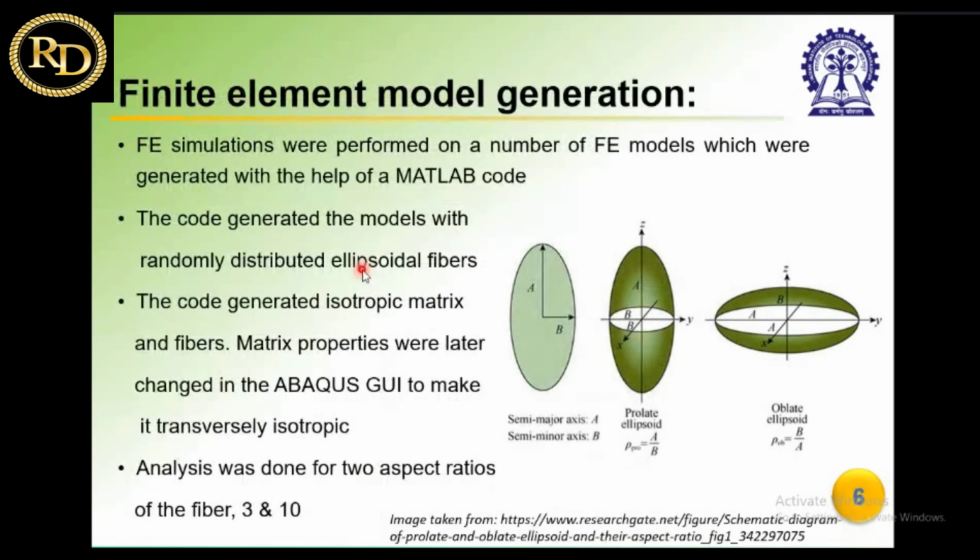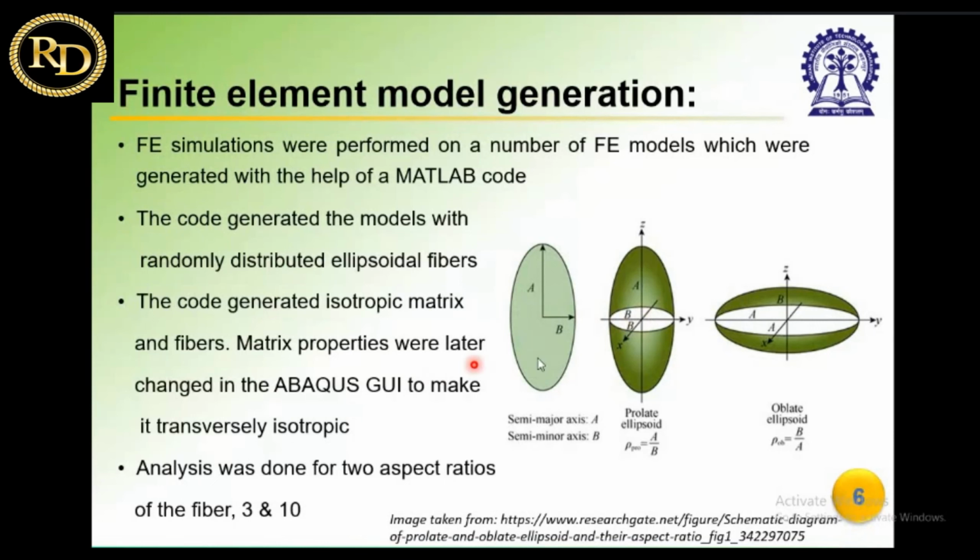So now to test the validity of this method when it is applied to a transversely isotropic matrix, we have developed a finite element model which was generated with the help of a MATLAB code. So basically, we have tested this method on prolate ellipsoids. A prolate ellipsoid is basically when an ellipse is rotated about its major axis. So this is a prolate ellipsoid, and this is an oblate ellipsoid. We have done our finite element modeling for the prolate ellipsoids only.